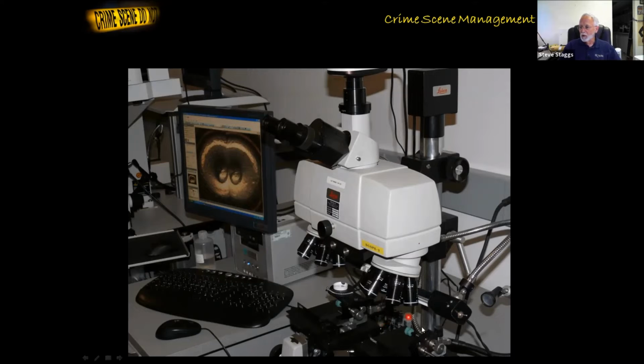So they put the two cartridges under the comparison microscopes, and then they turn them and line them up until they see if they match.